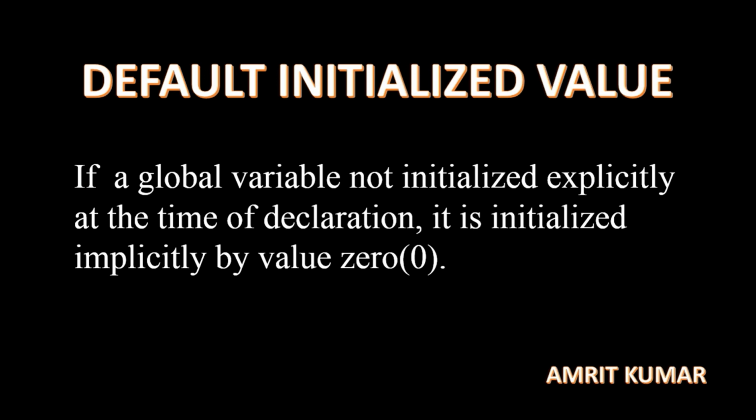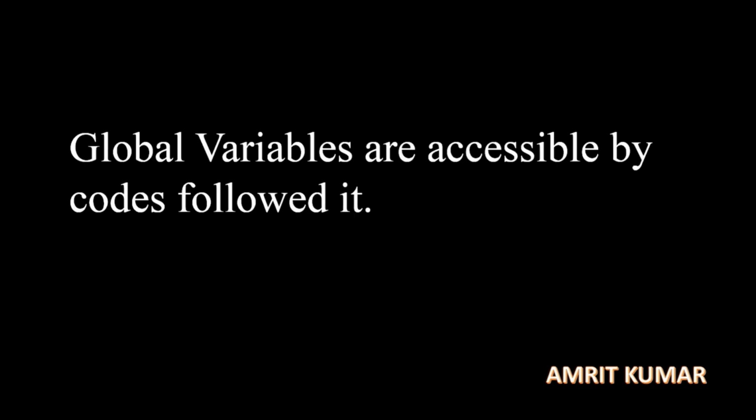In a global variable, when we are not going to initialize the value at the time of declaration, then it is initialized implicitly by value 0. So this is the main difference between the local variable and the global variable on the properties of the default initialized value. So let's look at how global variables are accessible by code flow.